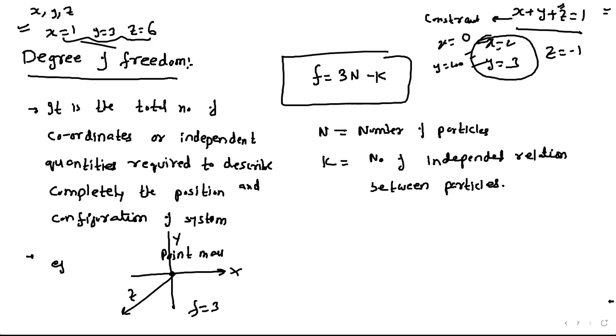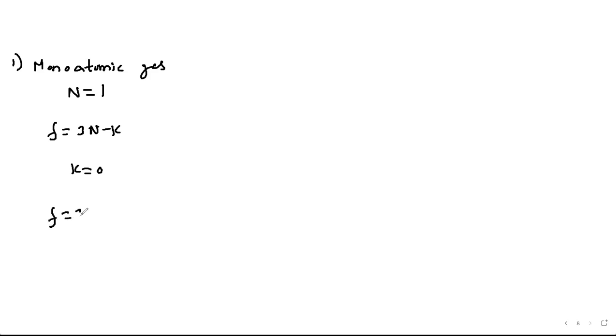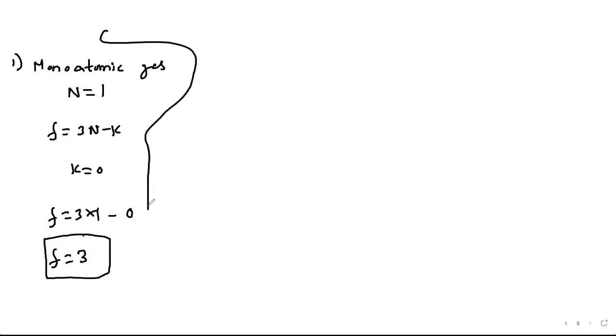Once you know this expression, you can write the degree of freedom for various types of molecules. Say you have a monoatomic gas. Monoatomic gas means a gas having only one atom. You put n equal to 1. When you put n equal to 1, your degree of freedom will be 3n minus k. Your k comes out to be 0 because there is no relation. So 3 into 1 minus 0, your degree of freedom comes out to be 3. For a monoatomic gas, the degree of freedom is 3. After monoatomic gas, you can have a diatomic gas.